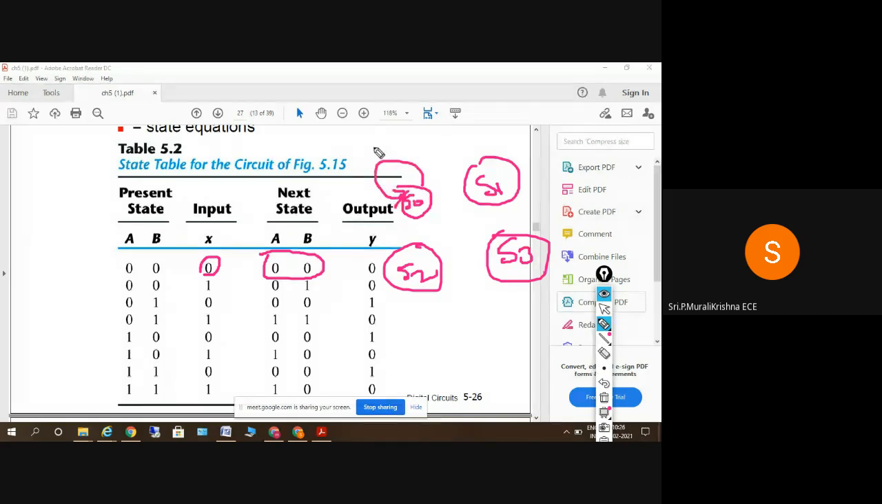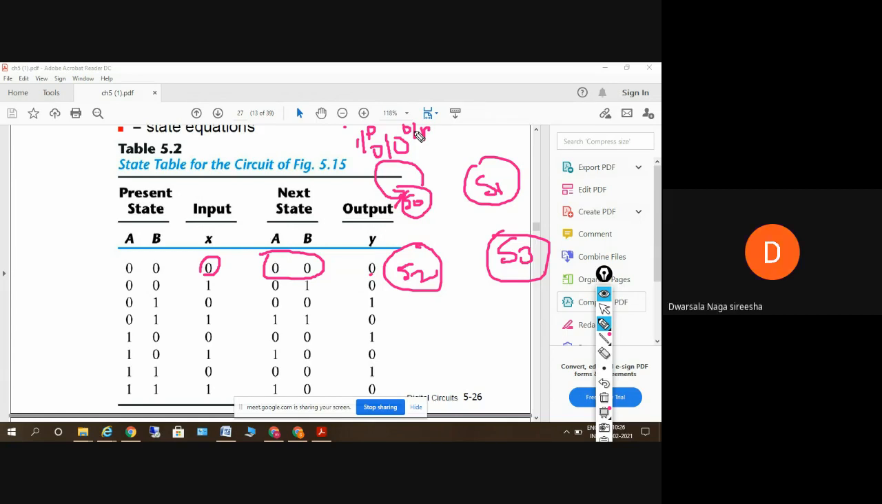Input is x here. And what is the output here? 0. So inputs and outputs: the diagram should be like this. This should represent input, and this should represent output here. Clear? Yes, sir.